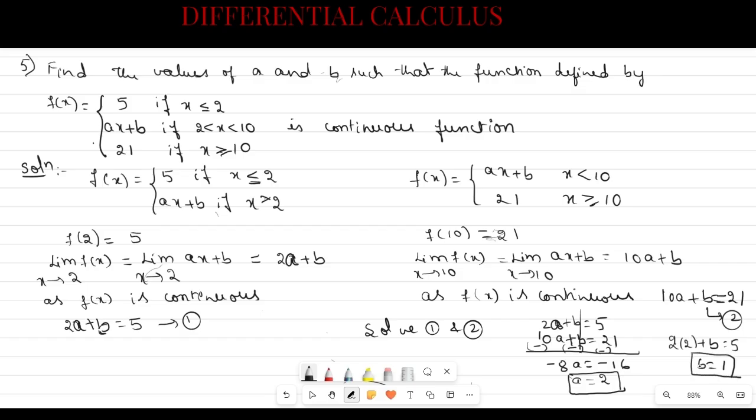See, even this problem is for 4 marks. For this step, they will give 1 mark, and even for this, 1 mark. Solving both, finding the a value 1 mark, b value 1 mark. Totally it is a 4 marks question. I think you have understood properly all the questions I did today, that is the 5 questions.